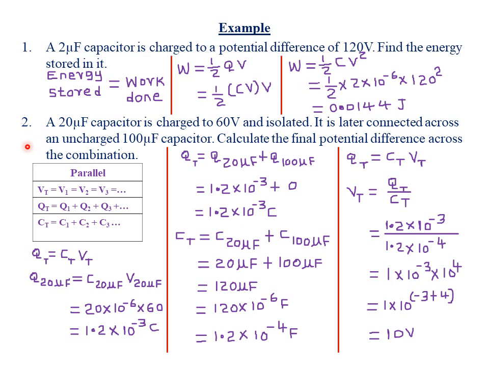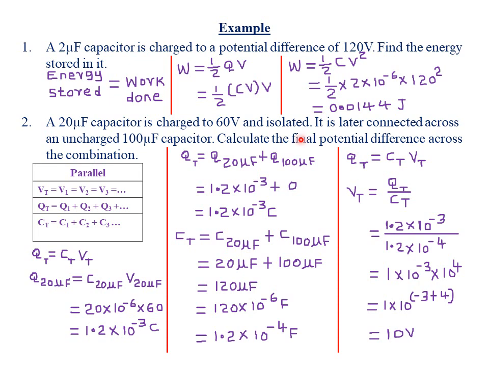Then question 2, we are told that a 20 microfarad capacitor is charged to 60 volts and isolated. Isolated simply means that it does not lose the charges, or it does not interact with external conductors, which could cause leakage of charge. Then it is later connected across an uncharged 100 microfarad capacitor. If the 100 microfarad capacitor is uncharged, it simply means that the charge on it is actually 0. Then we are told to calculate the final potential difference across the combination.